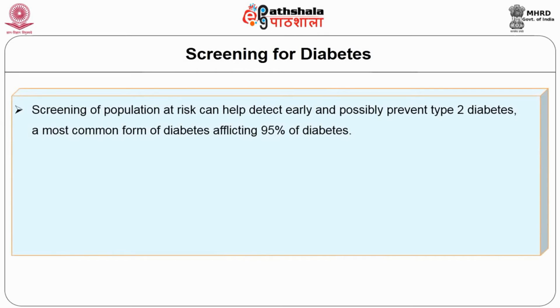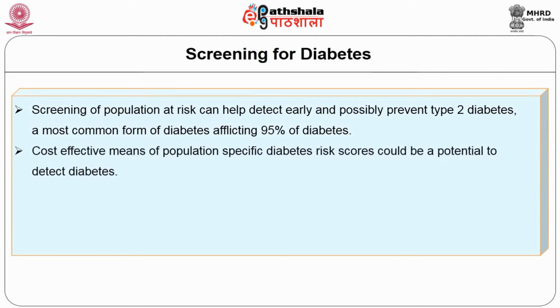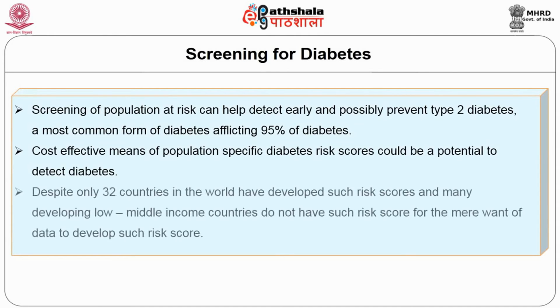So screening at the population level can help detect early and possibly prevent type 2 diabetes, which is the most common type of diabetes, afflicting 95% of the diabetic population. Cost-effective risk scores could be another way to screen for diabetes early in a cost-effective manner. Despite this, only 32 countries in the world have implemented this risk score model to screen people at the population level.